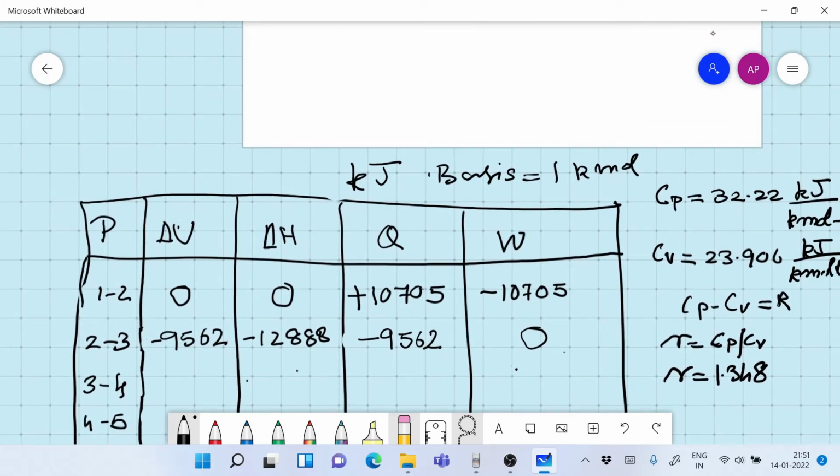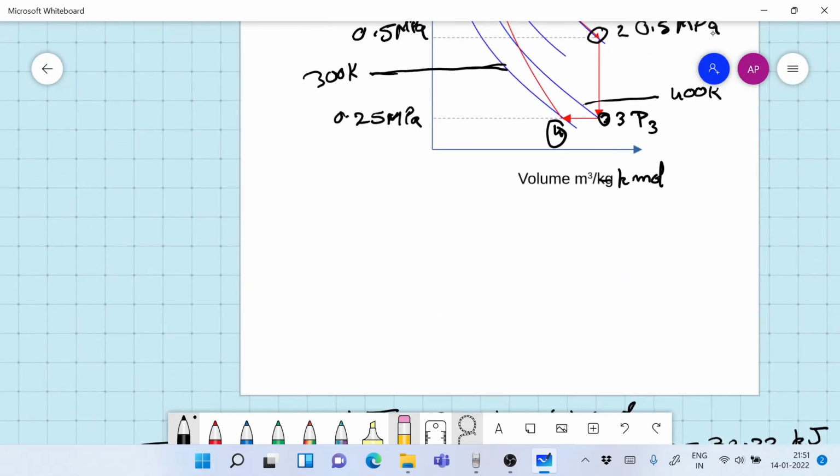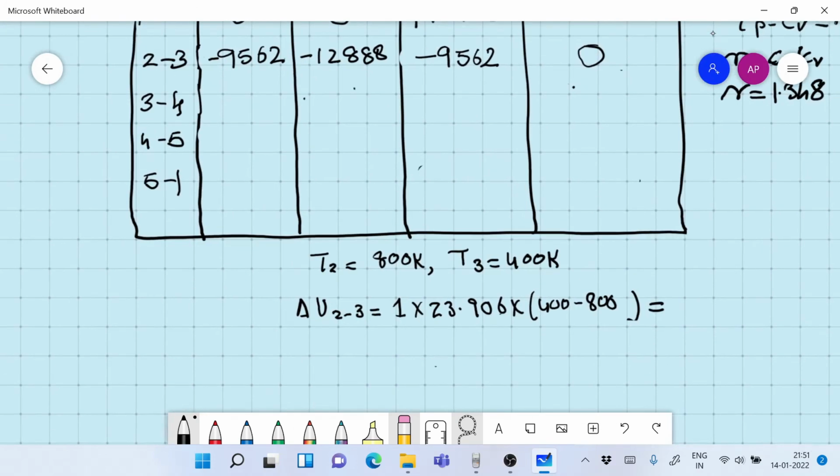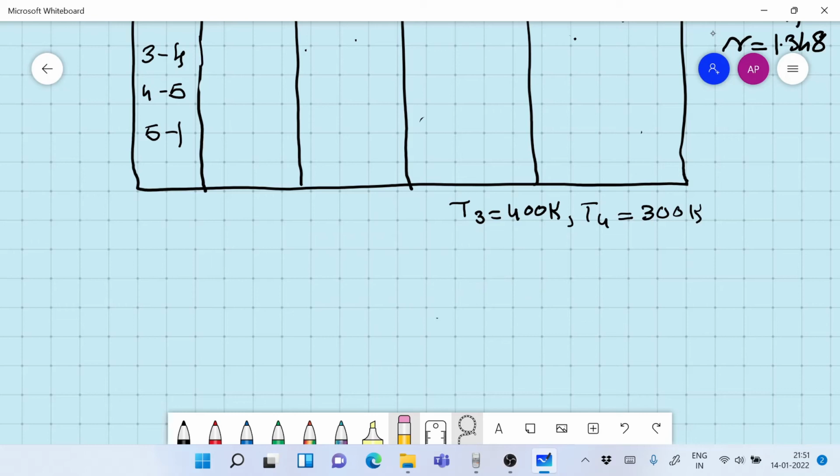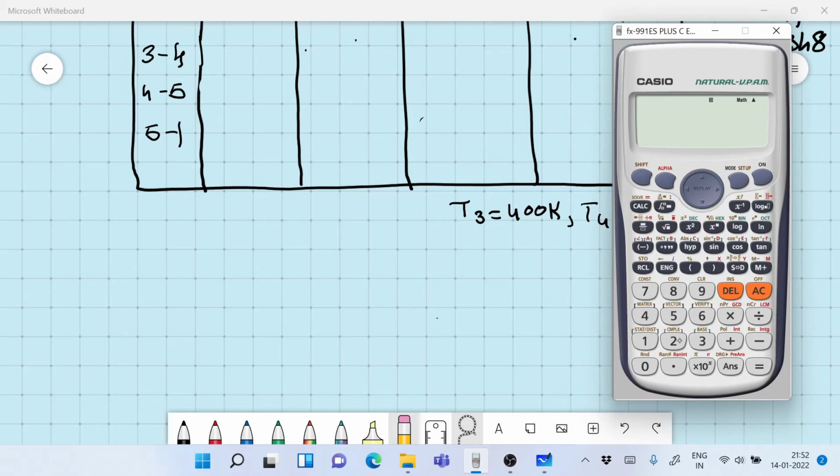Now we go to process 3 to 4. Now process 3 to 4 is a constant pressure process. Now we have here T3, T4. Now what is T4? T4 is 300 Kelvin. Therefore, I have now explained how to calculate delta U. Now I will be directly doing the calculations without writing down the formulas. So delta U is going to be 1 into 23.906 into 300 minus 400.